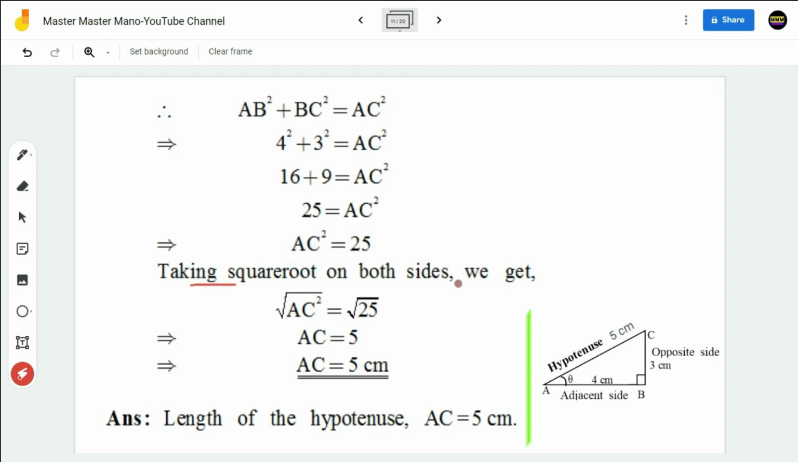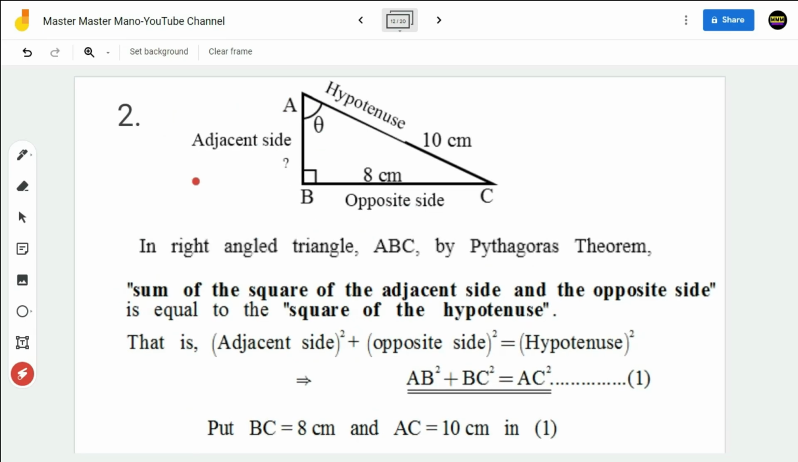Taking square root on both sides, we get root of AC square equal to root of 25. When root of AC square comes out, it will be AC equal to, when root of 25 comes out, it will be 5. Therefore AC equals 5 cm. Hence we have found the length of the unknown side, that is hypotenuse AC, as 5 cm by using Pythagoras theorem. Let us go to the second problem.